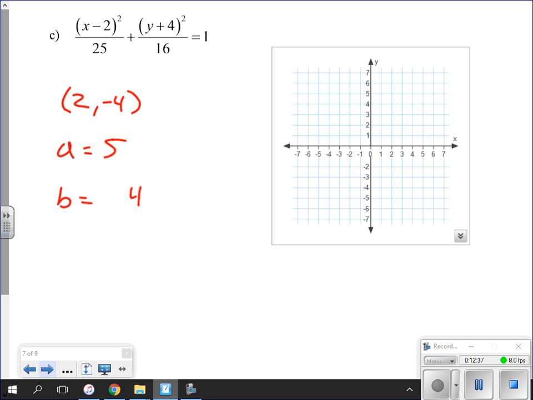Okay. 2, -4. And I go over 5. And I go over 5. And I go up 4. And I go down 4, which is just off. And I go around. Questions?